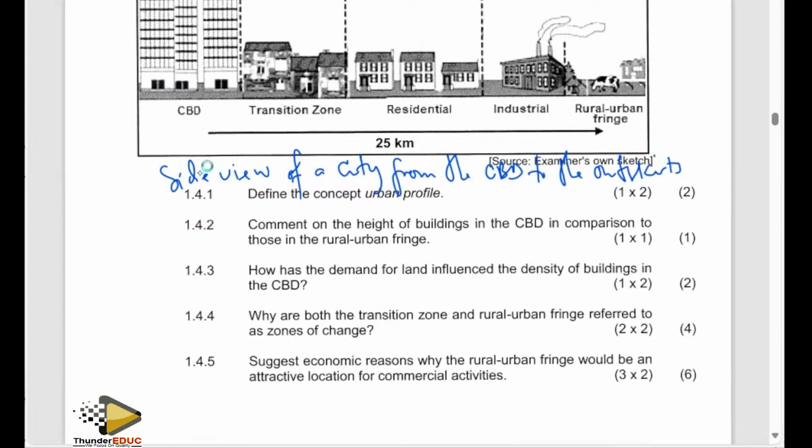We are seeing the view of the city starting from the CBD, we go to the next zone, until we go to the rural urban fringe, which is the outskirts of the city. So basically, we are looking at a side view. We are looking at a town from a view which is sideways, so that we see the different land use zones and also the height of buildings differing from the core of the urban settlement until you get to the outskirts, which is the rural urban fringe of that particular urban settlement.